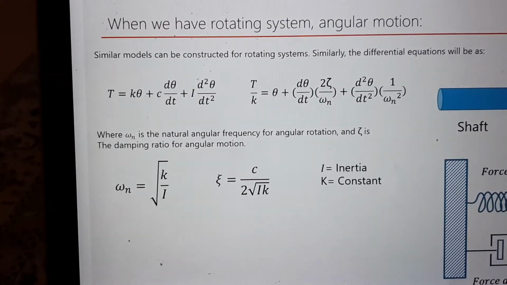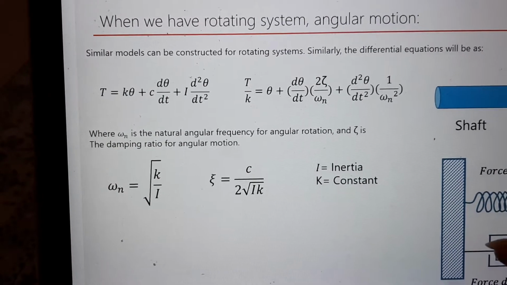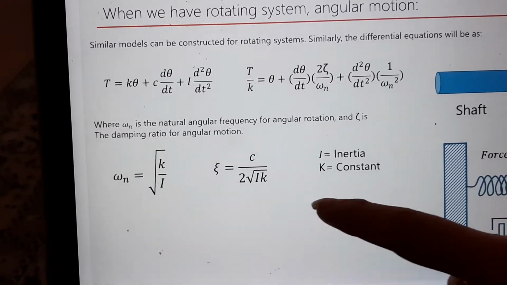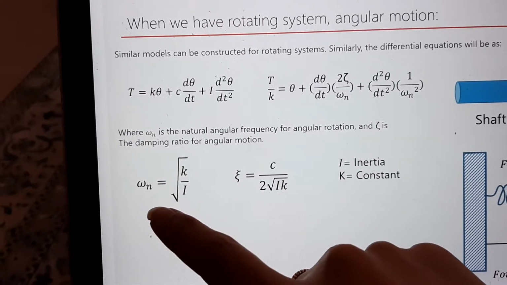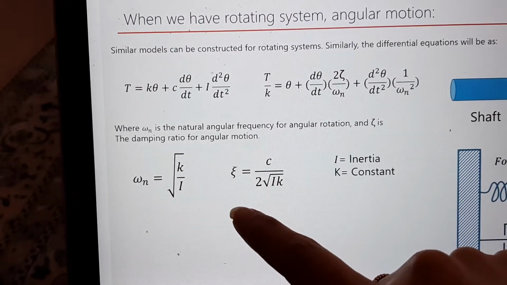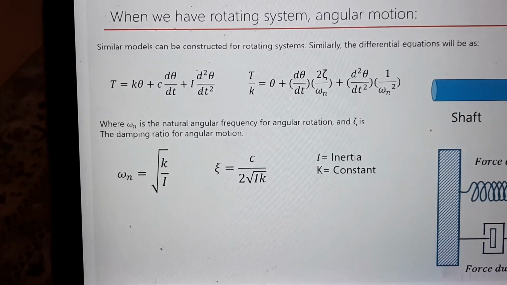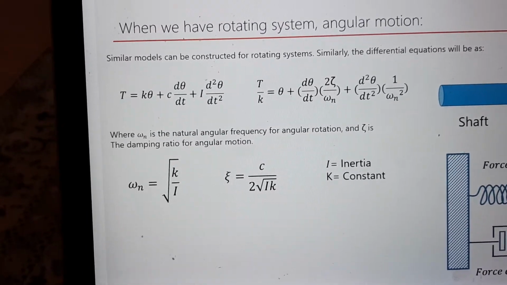And then we know that I here is the inertia, and then we have the constant k, and then we have our zeta and omega n. And just a reminder, what were they? They were the damping ratio and the angular frequency.